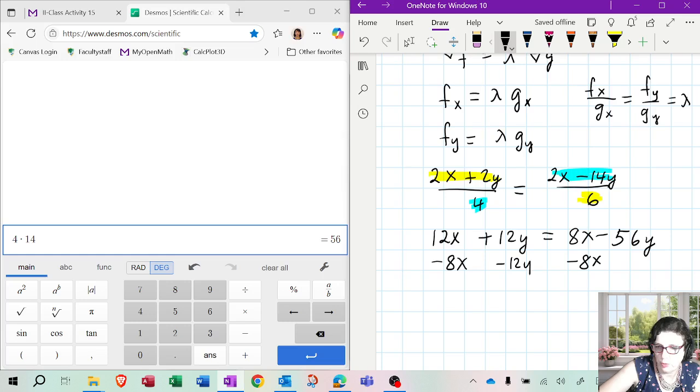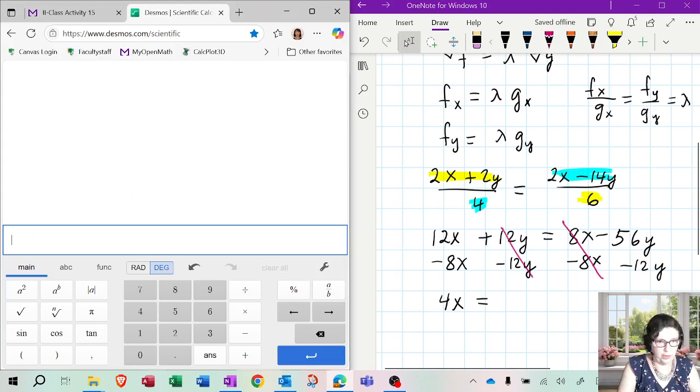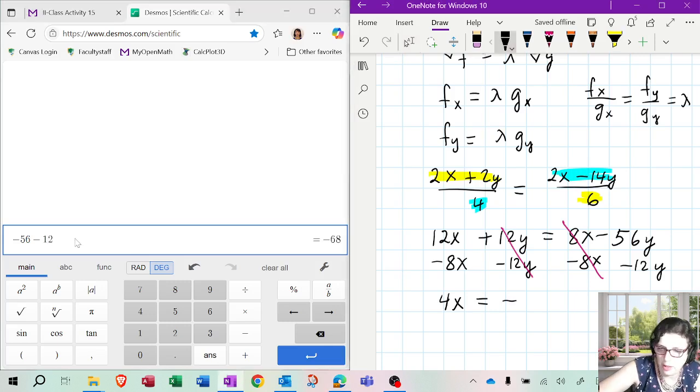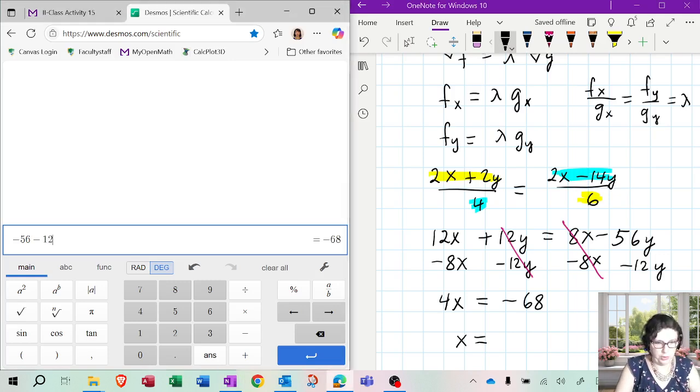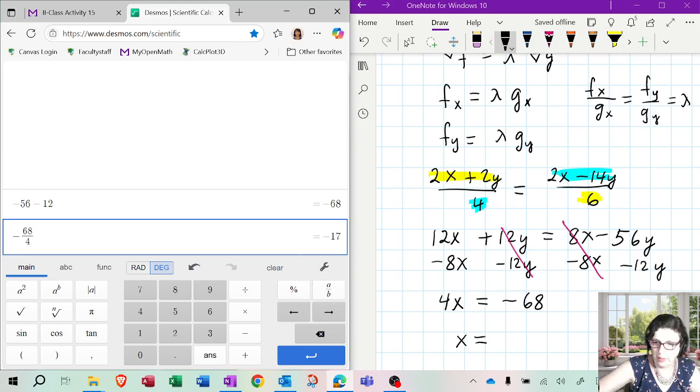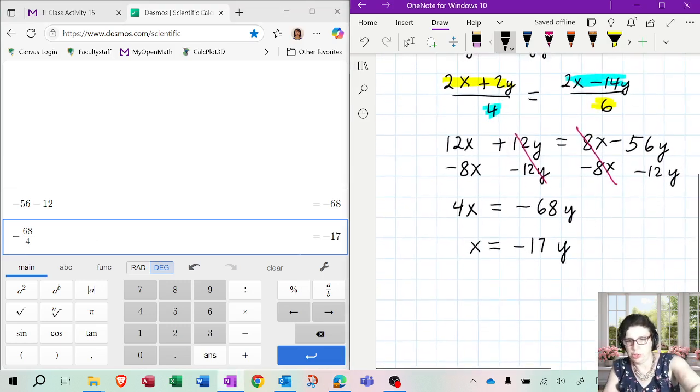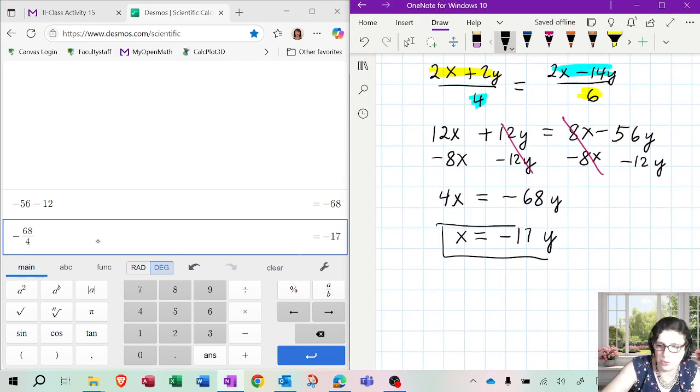Then what we do is we're going to subtract 8x from both sides and also subtract 12y from both sides and see what happens. So this is going to cancel. This is going to cancel. So 12 minus 8, that's 4. And on the other side, we've got negative 56 minus 12. So that's negative 68. Finally, we're going to divide both sides by 4. That's negative 17. I'm sorry, I'm missing a y here. Okay, there you go. So now I expressed x in terms of y.